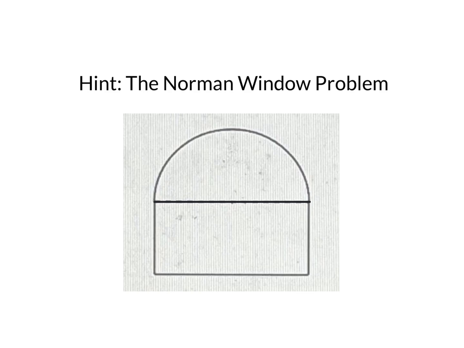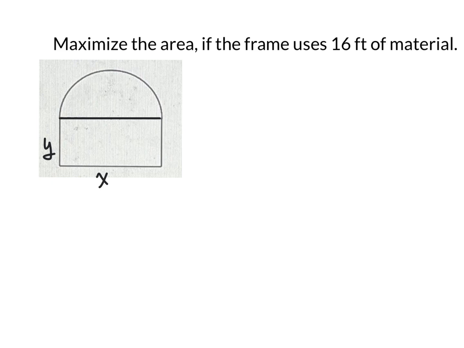Every year, this Norman window problem gives everybody a hard time. So if you want a couple of hints to help you get started on it, check this video out. Now, a Norman window is one in which the frame consists of a rectangle and a semicircle placed on top of it. In this example, we want to find the maximum area we can get if the frame can only use 16 feet of material.